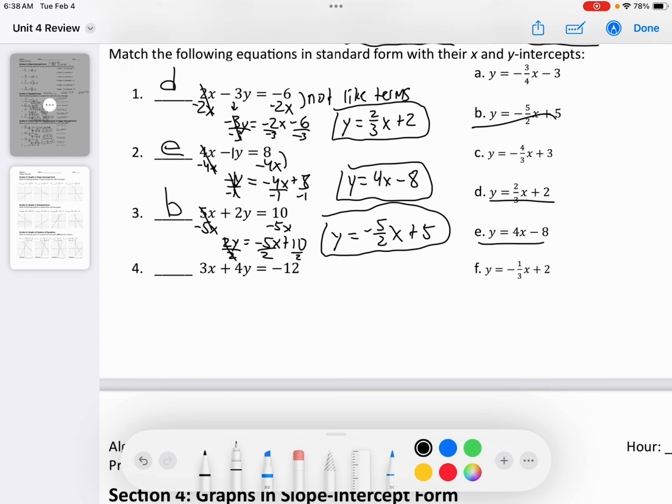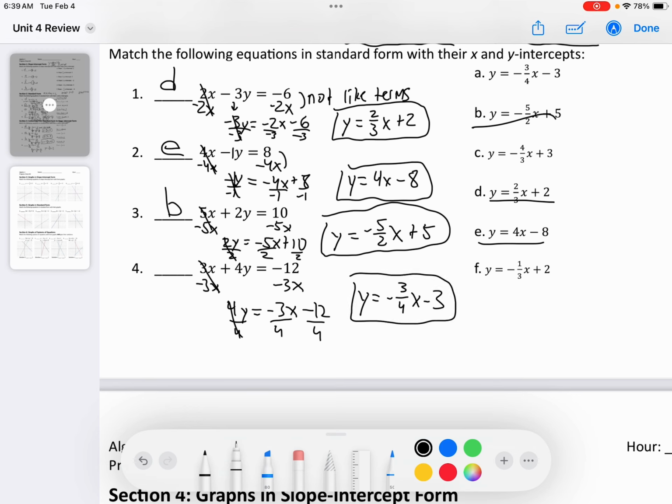All right, finally, last one, we have 3x plus 4y equals negative 12. So once again, we're going to start by subtracting 3x on both sides to cancel out this 3x. That gives me 4y equals negative 3x minus 12. Bringing down these two because they're not like terms. Then I need to divide by 4 to cancel out this 4 in front of the y. And so that would give me y equals negative 3/4 x, and negative 12 divided by 4 is negative 3. So we have y equals negative 3/4 x minus 3, and that is answer A.